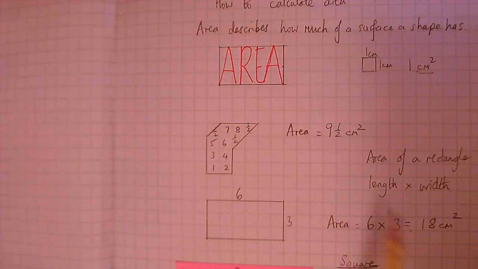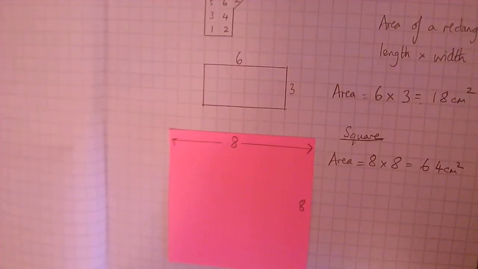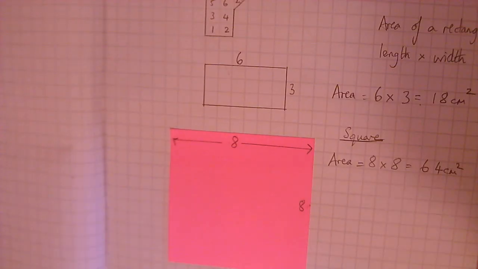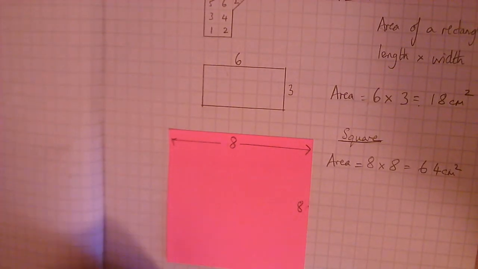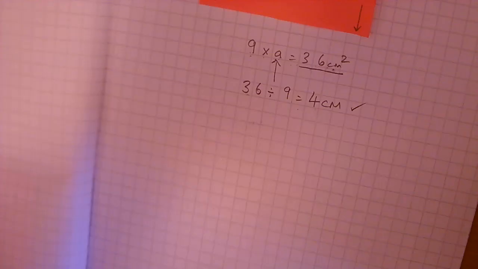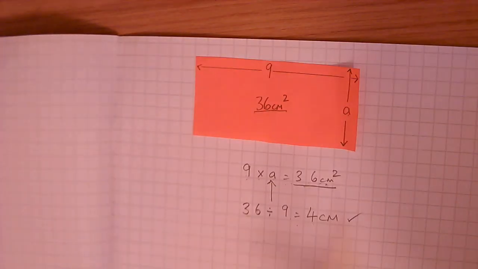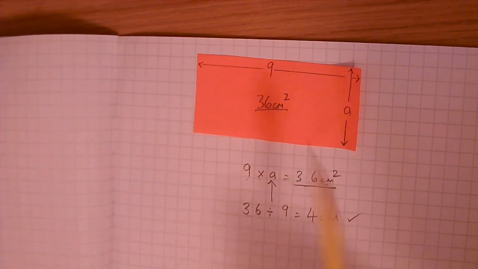Area of a rectangle, length times width. Square is the same method, but obviously it's length times length. 8 times 8 is 64 centimetres squared, because remember, square is a type of rectangle. And then lastly, you might get a question that involves doing an inverse operation. It might ask you to work out the length. You know the area. So we did 9 times something is 36, 9 times 4 is 36. 36 divided by 9 is 4 centimetres, so the width is 4.